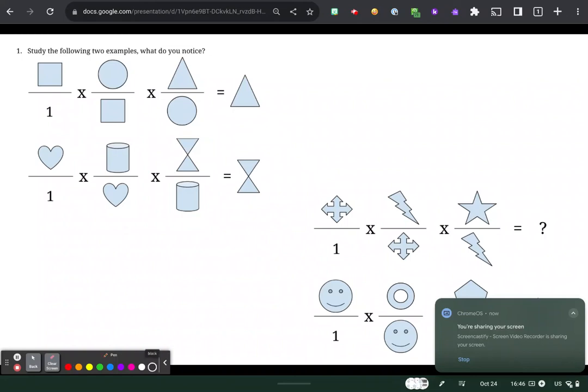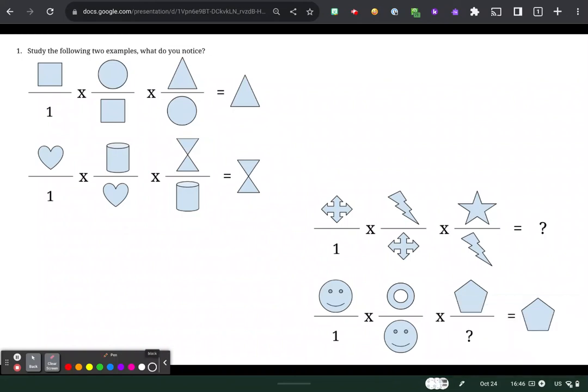The topic of this video is one-step dimensional analysis problems. So first of all, we're starting with a little bit of a picture riddle, I guess you could call it, and want to start in the upper left here. There's two examples that are fully done, and I want you to see if you can pick up the pattern.